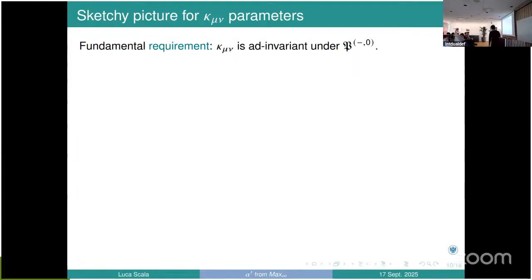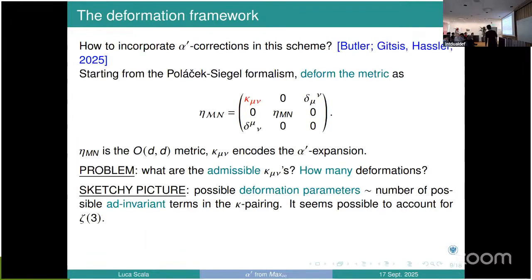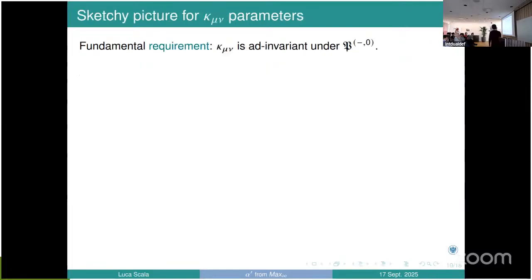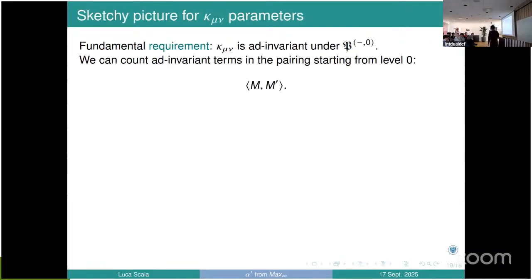And by the way, when I use these Greek indices, these are multi-indices that capture all the terms in this Poincare infinity that are not odd terms. Essentially, here you have a generalized metric, Polaczek-Stiegel metric. This is odd, and these are all the other indices in the Polaczek-Stiegel forms. Okay, so let's start from level 0.